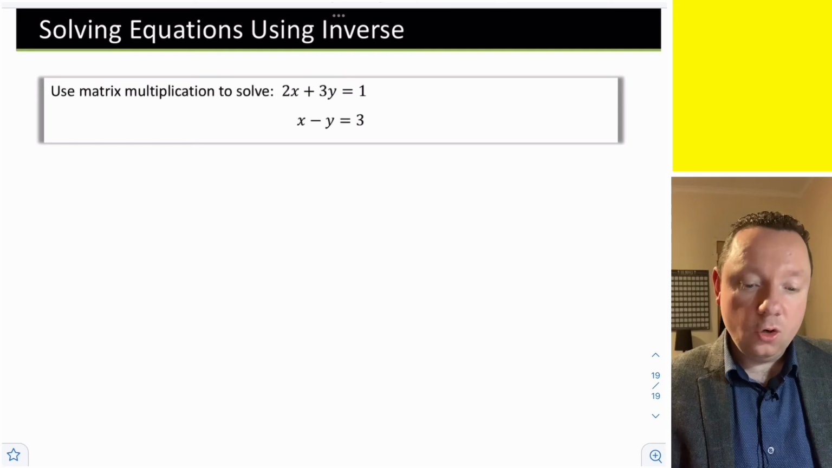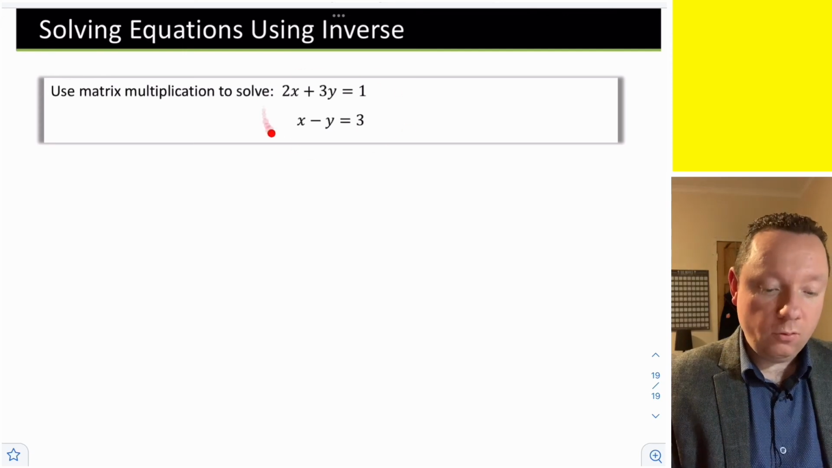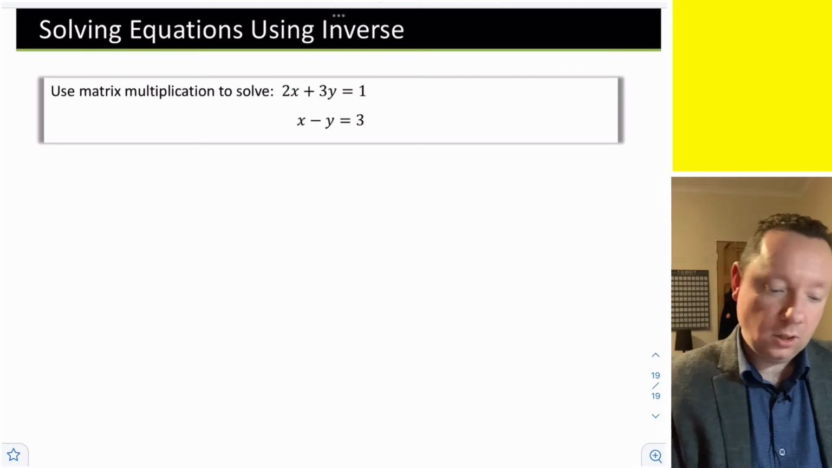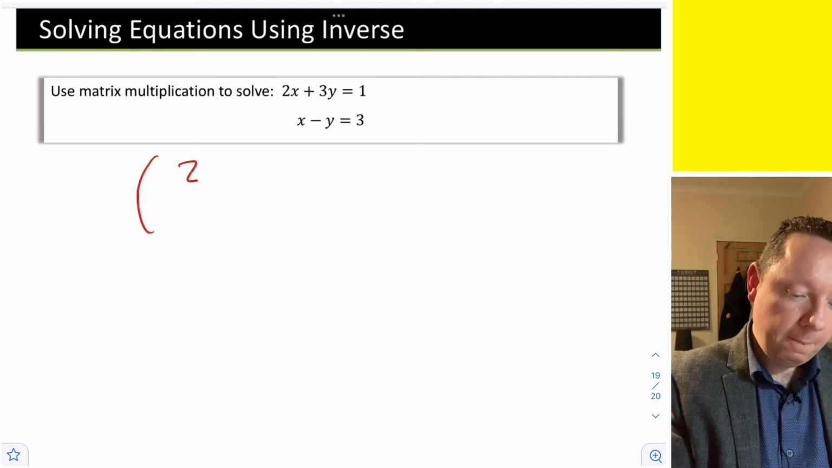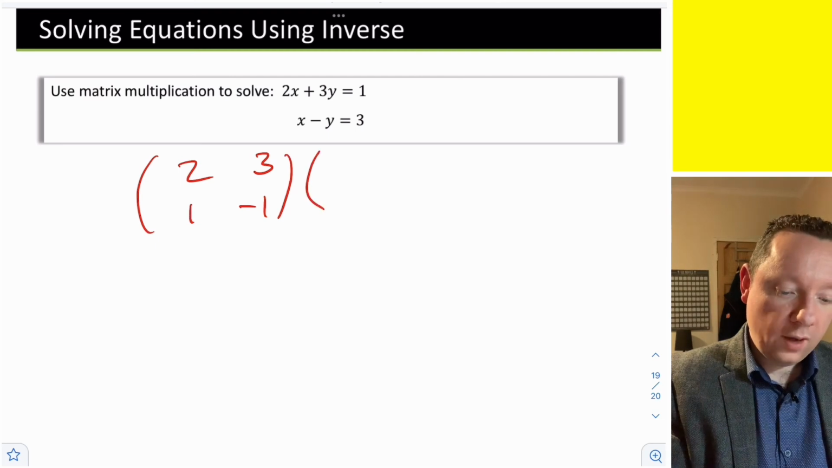The last thing I'm going to look at is solving equations using the inverse. So let's say we've got these two equations and we want to solve them using matrix multiplication. So let's set up our matrices to see how this works. We've got 2, 3, 1, minus 1, and that's going to be x and y, and that equals 1, 3.